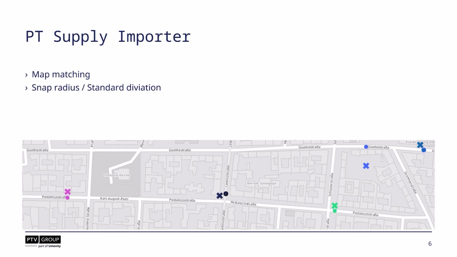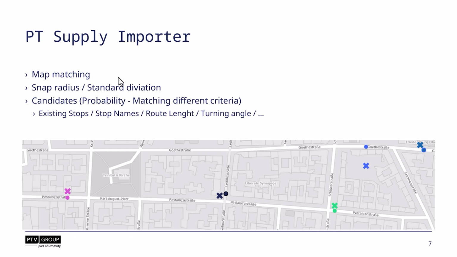then your line routes might end up looking like this. Therefore, there is more intelligence included in this. The importer not only finds one, but multiple possible candidates. And each holds a probability, which is calculated by different criteria like existing stops, names, resulting route lengths, etc. In the end, the importer imports a line route which connects the best fitting or the most probable candidates.